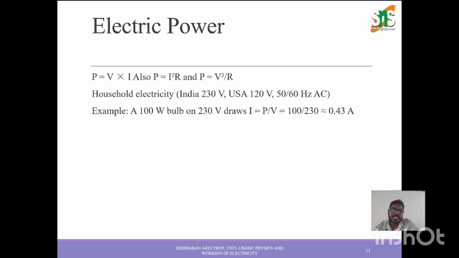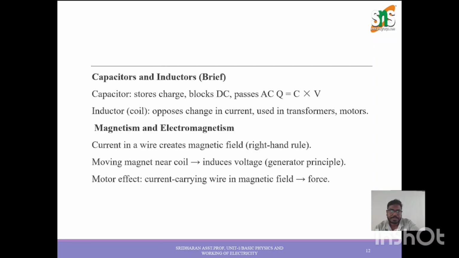The electrical power P is equal to V into I. It is also represented as P is equal to I squared R. The household electricity supply in India is 230 volts, whereas in the USA it is 120 volts. For example, a 100-watt bulb on 230 volts draws I is equal to P by V, where P is equal to 100 and V is 230. The flow of electric current for a 100-watt bulb is 0.43 ampere.